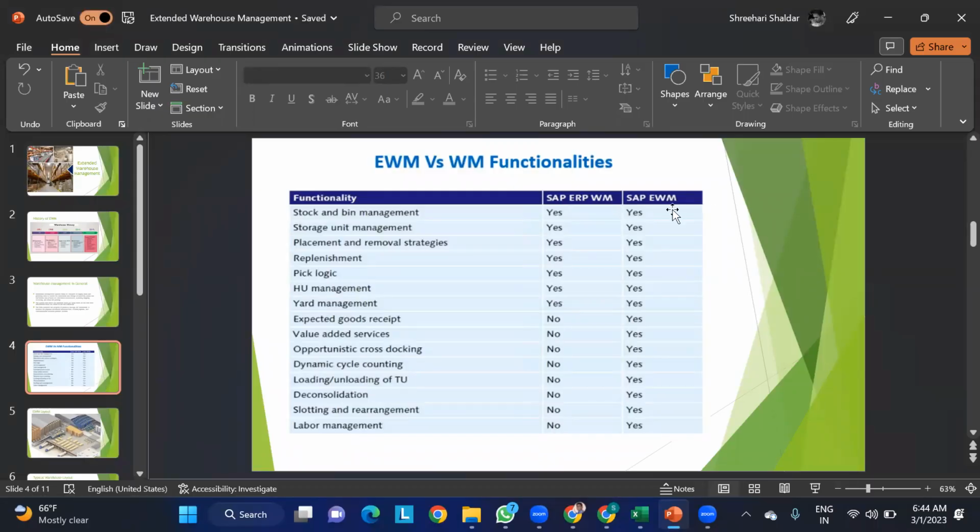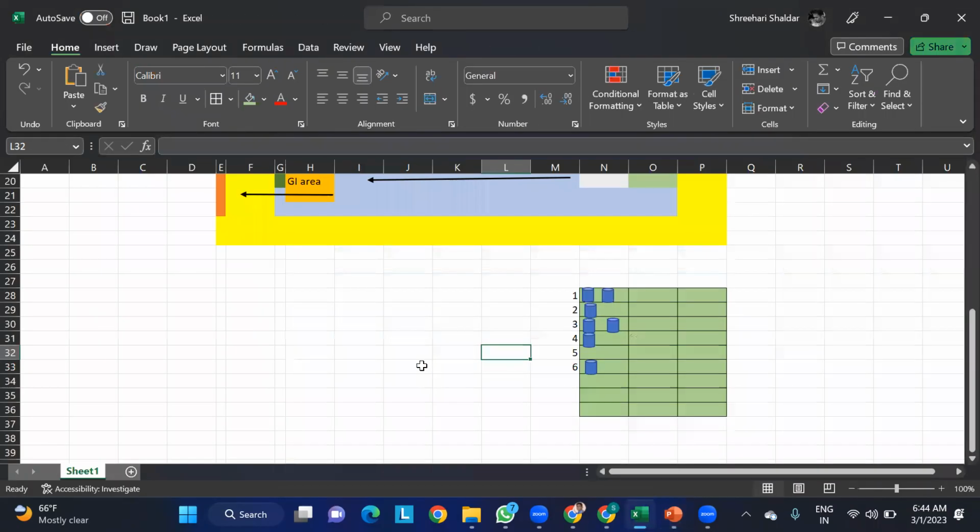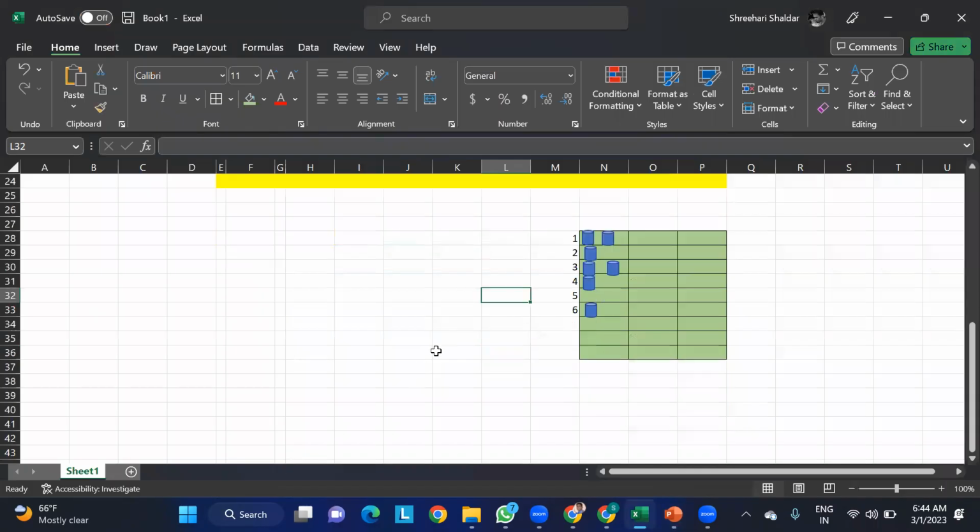Okay, so here are the few functionalities which WM and EWM are taking care of. We're going to initially see the common functionality between WM and EWM. Until this point, we'll be seeing the common functionalities. So I will just take this so that it will be helpful for me to show it here.